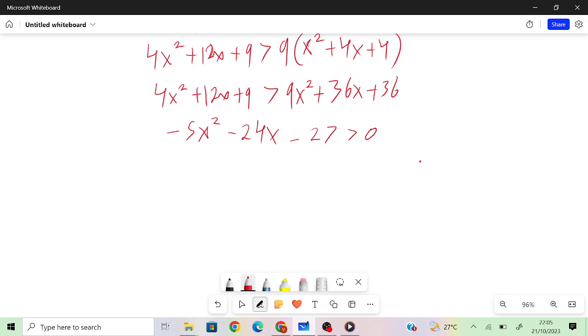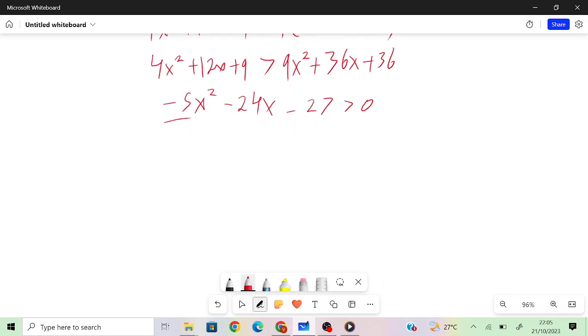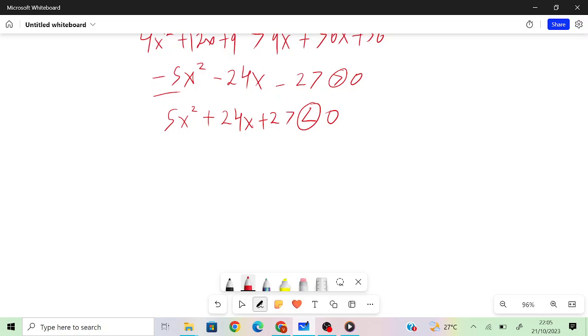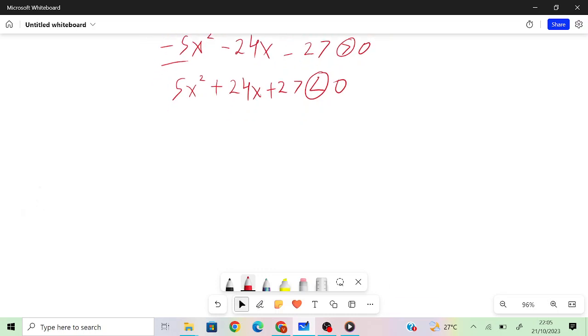Now from here, it's always advisable to have your coefficient of x squared positive, so times the equation by minus 1, or you could say take everything to the right hand side, same thing. We have 5x squared plus 24x plus 27 is less than 0. Note how our signs changed, because whenever you times the equation by minus 1 or take everything from one side to the other side, then your sign changes. So we have 5x squared plus 24x plus 27 less than 0.